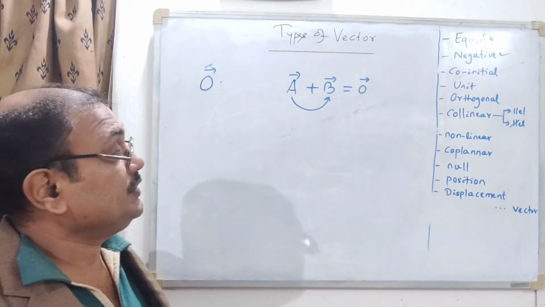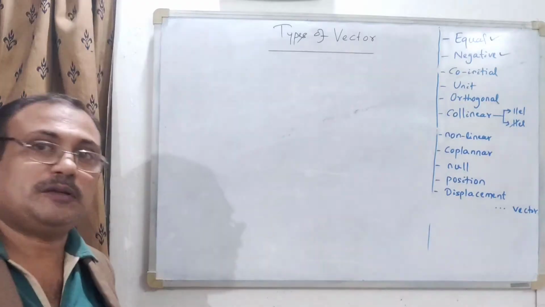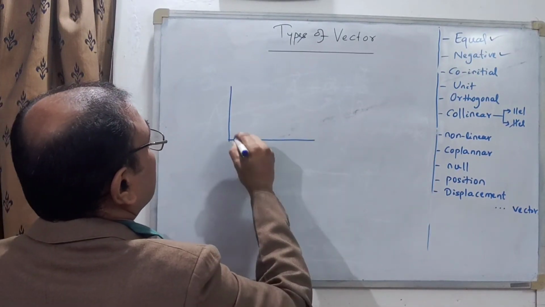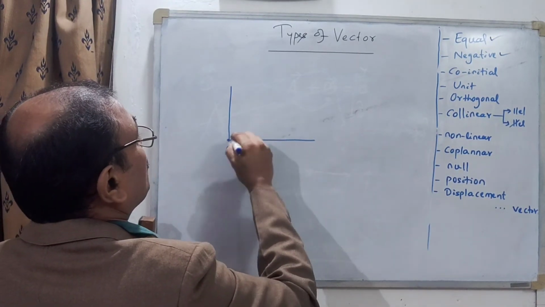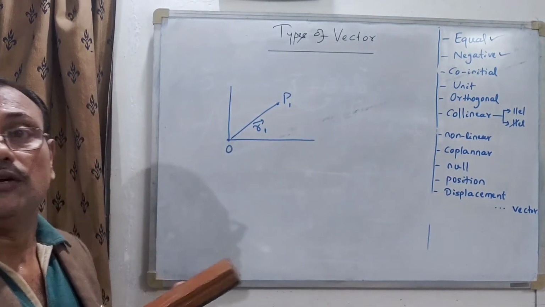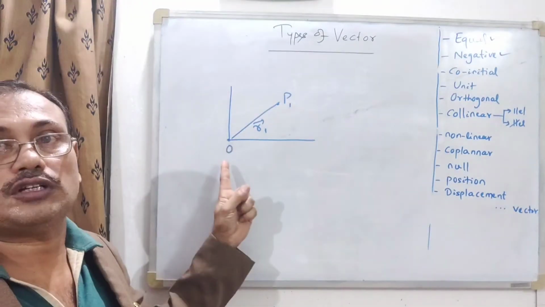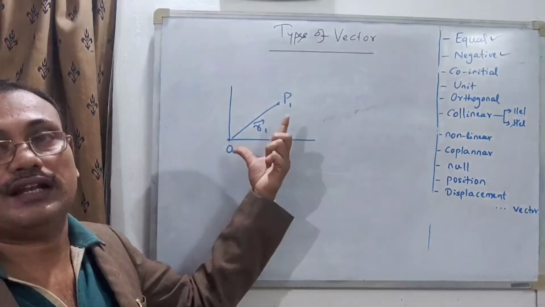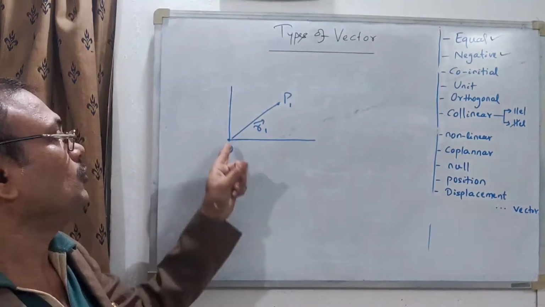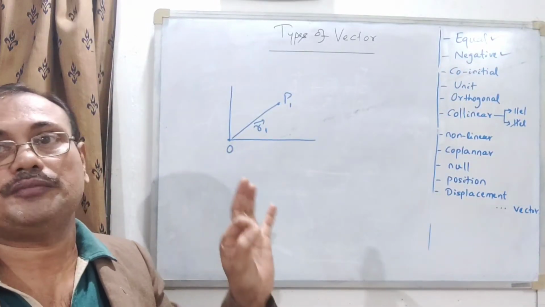Now coming to the position and displacement vector. What are position vector and displacement vector? Supposing here is the origin O, and the body is here at P. When we consider a point P1 where the body is lying, we refer to a certain origin and say OP1, which I call R1 vector, is the position vector of the particle or the body with respect to origin O. That R vector is called the position vector of the particle.